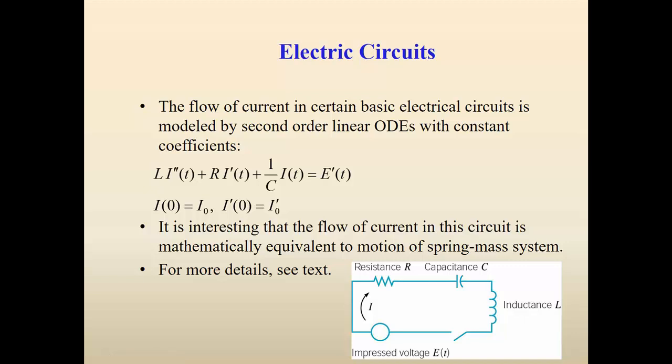So if I remember right, L times I double prime is from the inductor, this is from the resistor, this is from the capacitor, and this is coming from the battery or whatever the impressed voltage is here. And so we can also do this both with current as well as with charge. Remember that current is the derivative of charge, because current is how fast something is flowing.